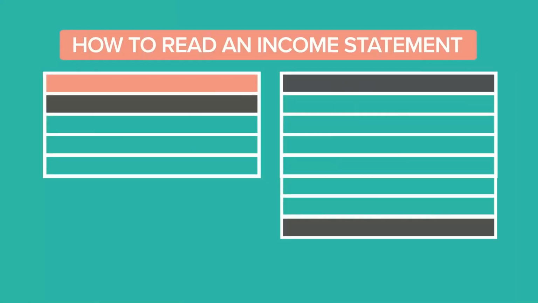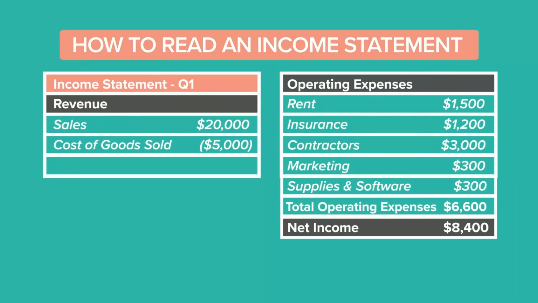The best way to learn how to read an income statement is to look at an example. My example client, Stephanie, runs a photography business, and here we have her income statement for the first quarter of the year. This income statement tells us a lot of information about Stephanie's business. First up, there's the gross profit, which is calculated by tallying up sales for that period of time and subtracting the cost of goods sold.